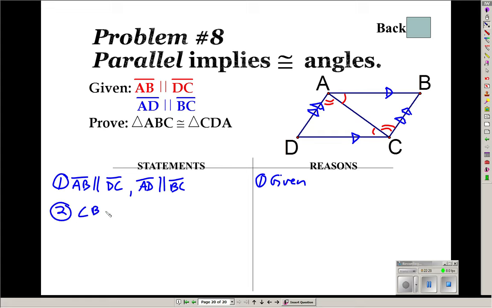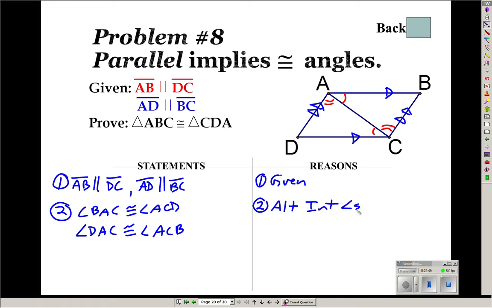Angle BAC is congruent to angle ACD, and angle DAC is congruent to angle ACB, because alternate interior angles are congruent when lines are parallel. Well, that's two pairs of congruent angles. Still not enough information to say the triangles are congruent, so what else do we have?